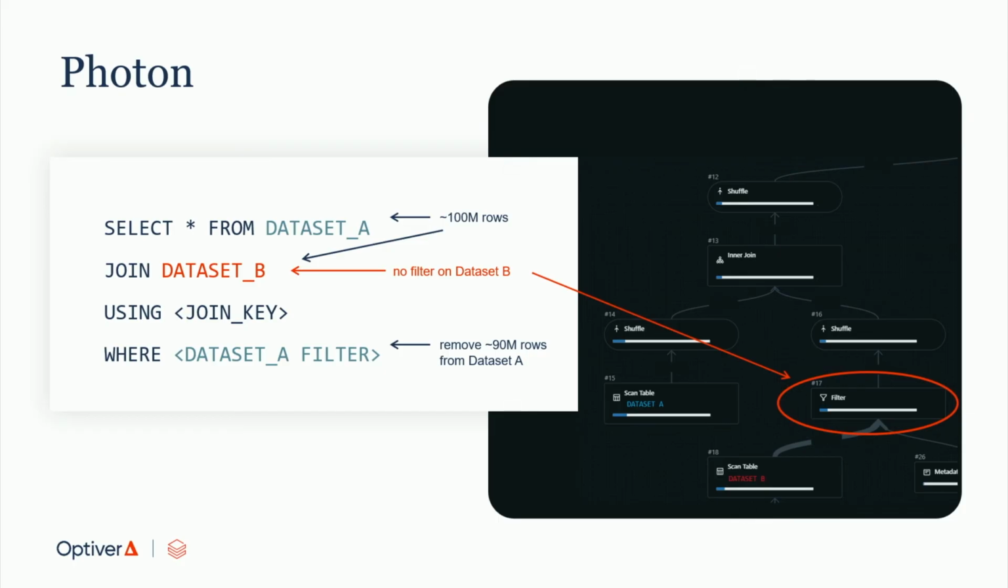On the right-hand side here, you can see it in action. The filter in the red circle has been pushed down onto dataset B, even though we didn't explicitly ask for it. Thanks to this, there's less data shuffled, there are faster joins, and there's a much more efficient query plan, and we didn't need to change a single line in our SQL query.